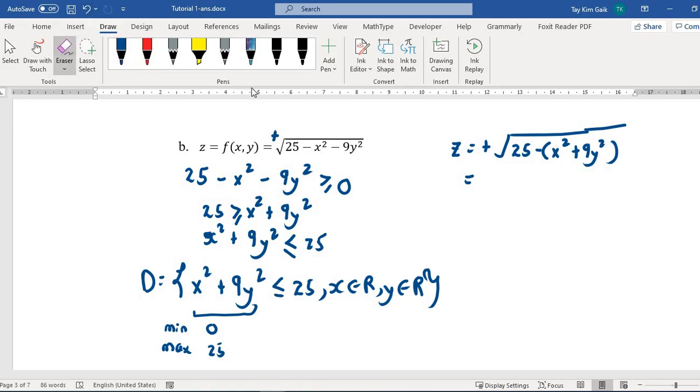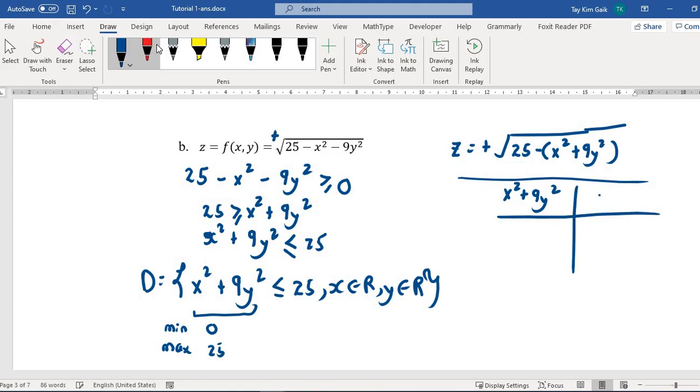To see the range, plug in the domain values of x squared plus 9y squared into z. The minimum of the domain is 0. Plug in here, so z you get 5. Plug in the maximum, you get 0. That's why the range is z from 0 to 5.